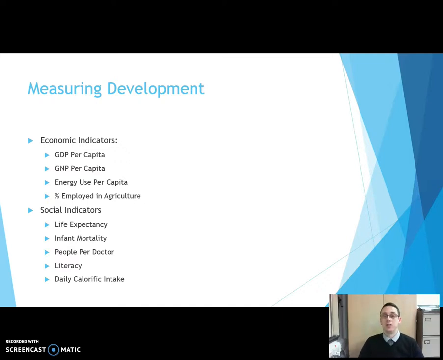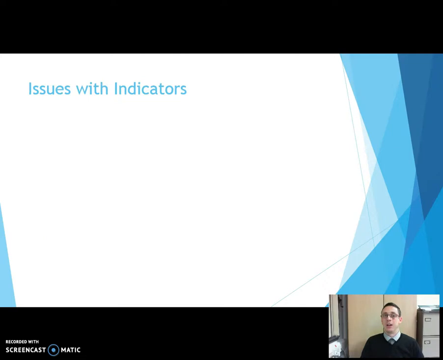So the amount of calories the average person in your nation gets on an average day. And again, the higher that value is, the more wealthy, the more spare we would assume that your country has to go around. Now, having mentioned all of these, there are some really important caveats to think about. There are issues with these indicators. There are problems with trying to use them.